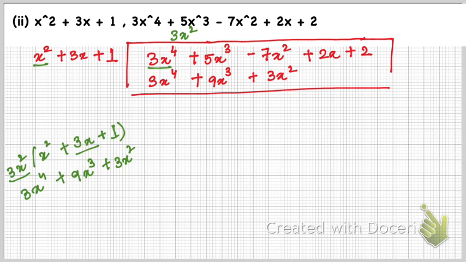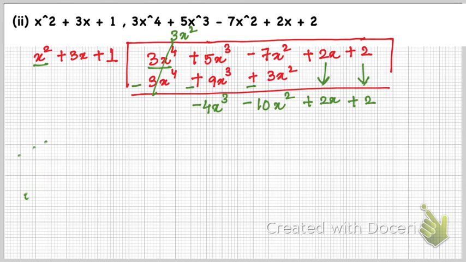Changing the signs, it will become minus, and this will also become minus. These two will get cancelled. This plus 5x cube minus 9x cube will give us minus 4x cube. Minus 7x square and minus 3x square will give us minus 10x square. This 2x will come down, and this 2 will also come down.